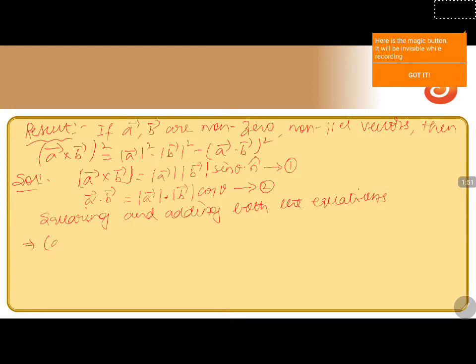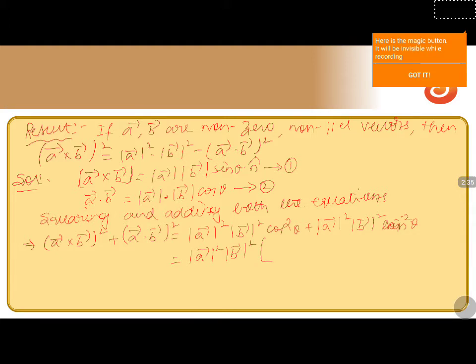So the LHS is |A cross B|² plus (A dot B)², which is equal to |A|²|B|² cos²theta plus |A|²|B|² sin²theta. From both the terms we can take |A|²|B|² common. Then we will get cos²theta plus sin²theta.